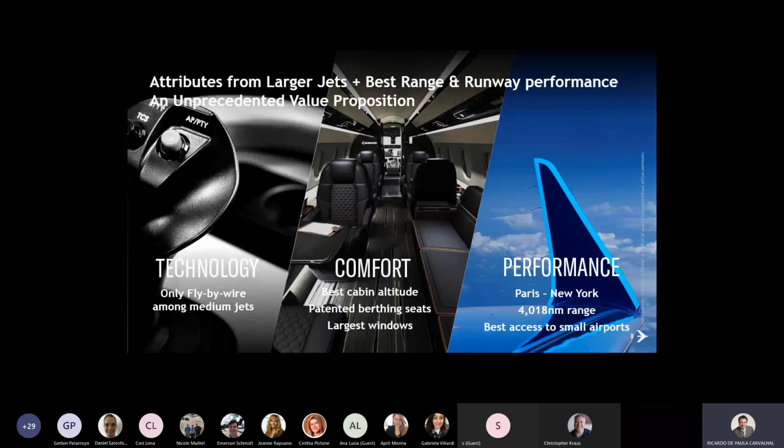So the Praetor 600, and I'll start my presentation with the 600, is capable of flying from Paris to New York and deliver a range of over 4,000 nautical miles. Okay, so a hint I gave last time, if you want to convert nautical miles into road miles or terrestrial miles, just make the number 15% bigger. So 4,000 nautical miles equals 4,600 miles, okay? And also great access to very small airports.